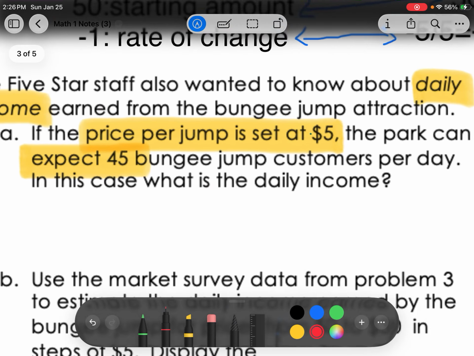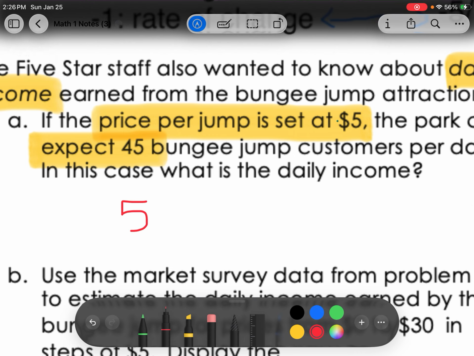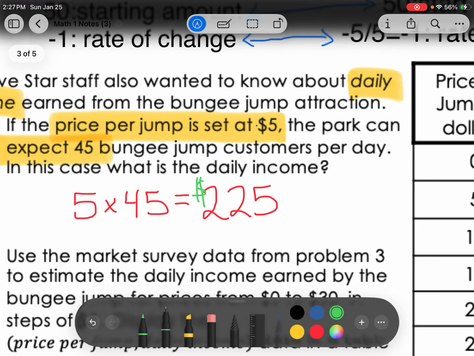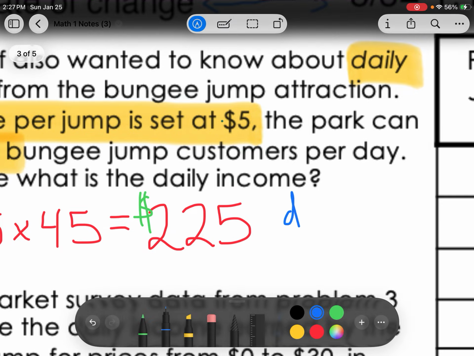Well, we know if we just do 5 times 45, we get $225. Okay, daily. We make that much money in a day. So this is our daily income. I'm not going to spell it out because it's just right there. So we're just going to circle.